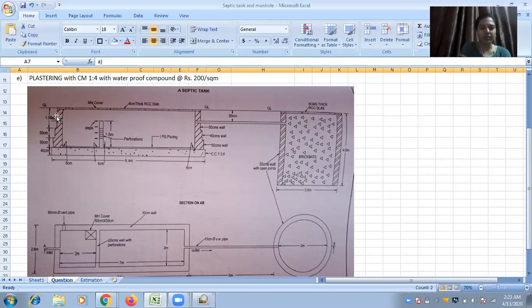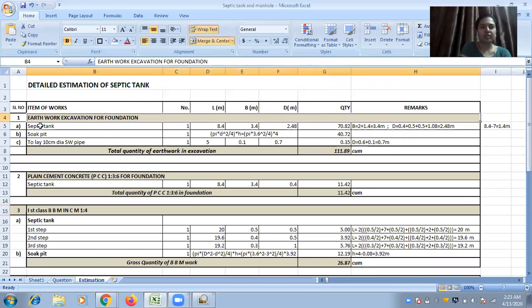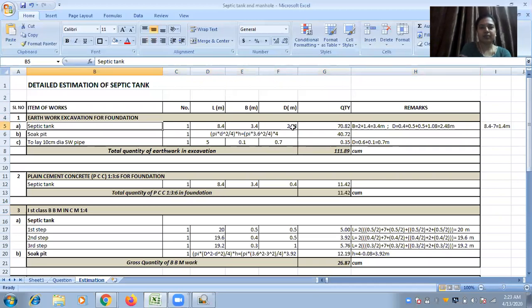First, let us see what is the depth of excavation. You have to give the excavation quantity separately for septic tank, soak pit, and to lay this connecting pipeline separately. See, here is the table to give the detailed estimation, which is very similar to your estimation of building. Now, let us first work out septic tank.